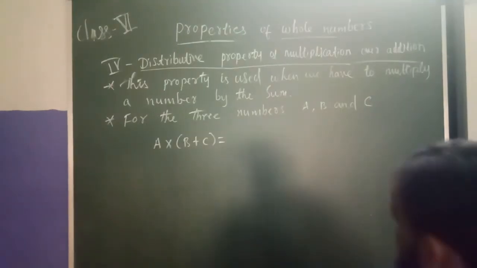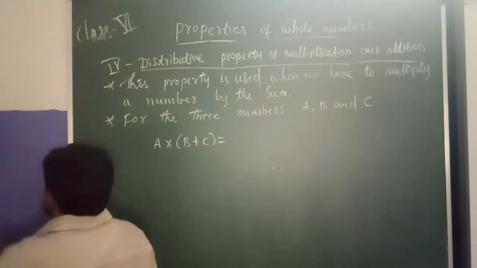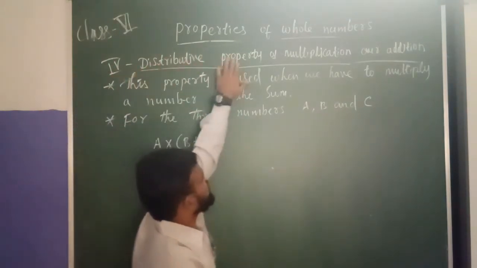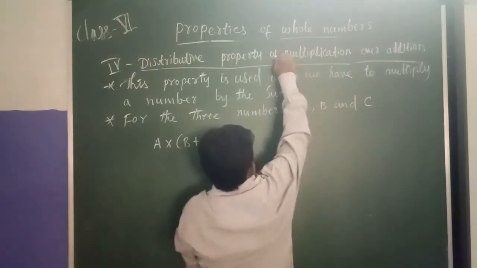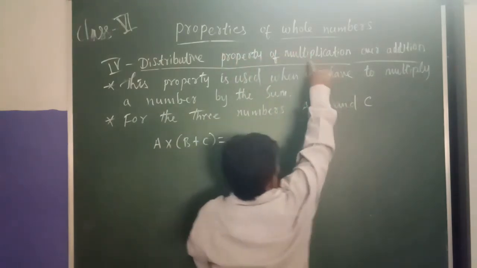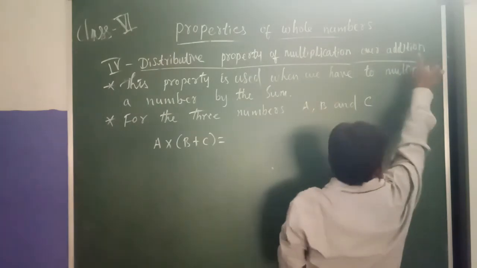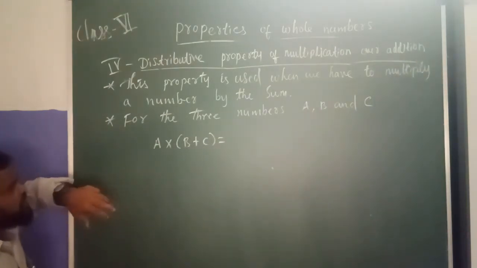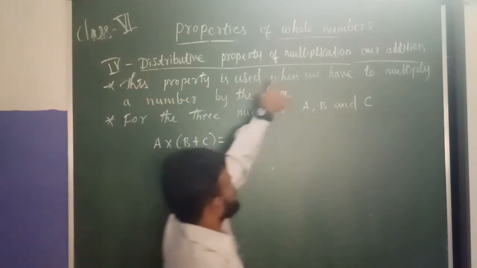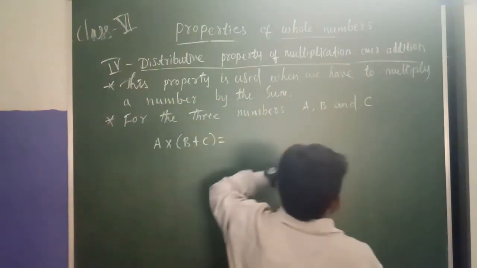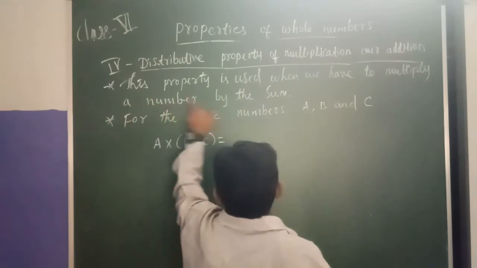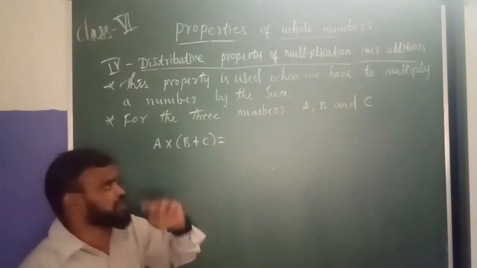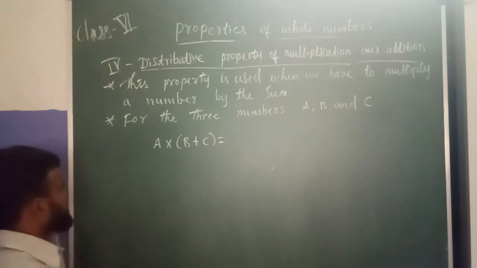Now I am going to explain the properties I taught. This is the fourth property, the distributive property of multiplication over addition. This property is used when we have to multiply a number by a sum.